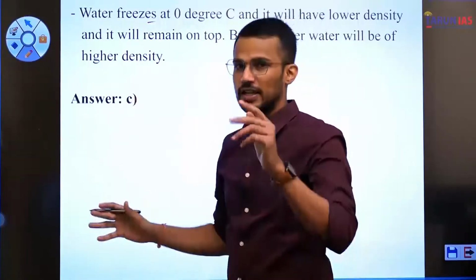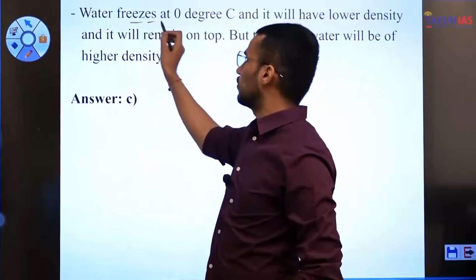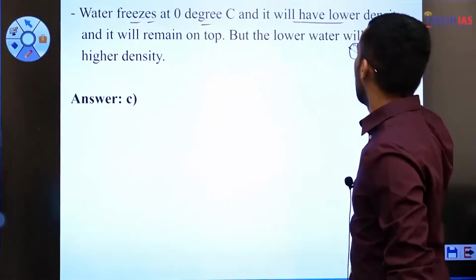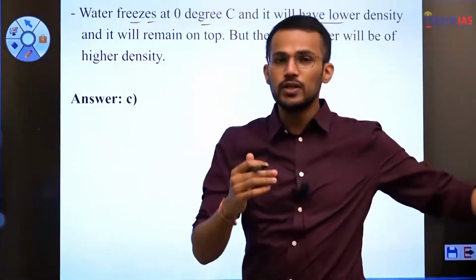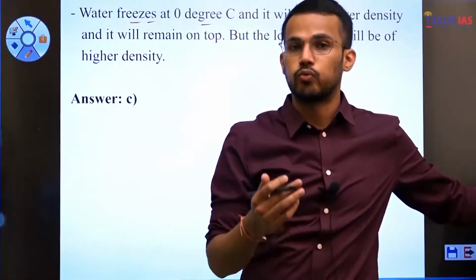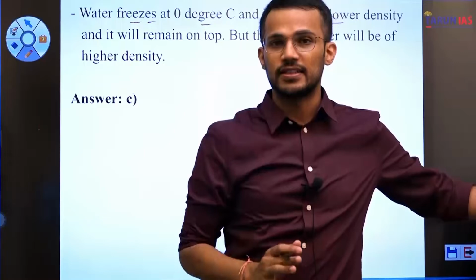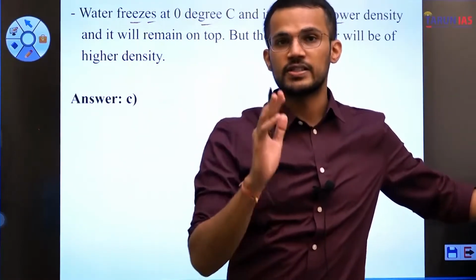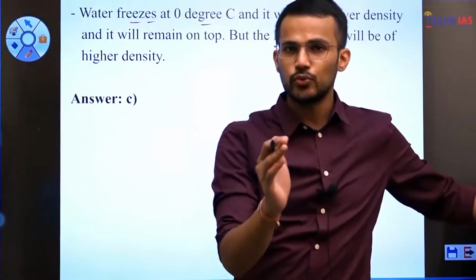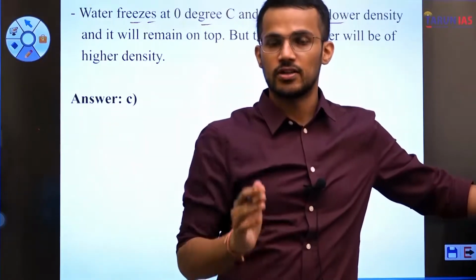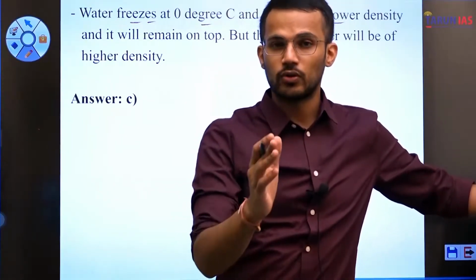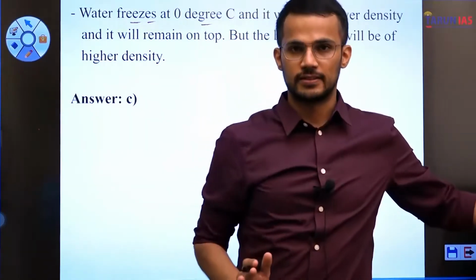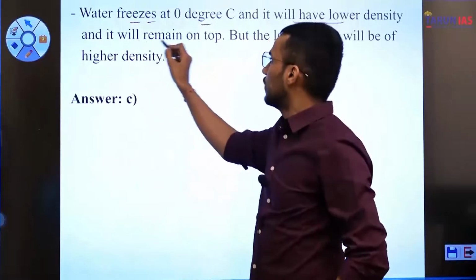Now, the second part of this discussion is, we know that water freezes at 0 degrees Celsius and it will have lower density. As we keep decreasing the temperature of water from 4 degrees Celsius, the density of water will be decreasing. And as we reach 0 degrees Celsius, water will freeze. And what will be the density? Density will be lower than at 4 degrees Celsius. And it will remain on top.